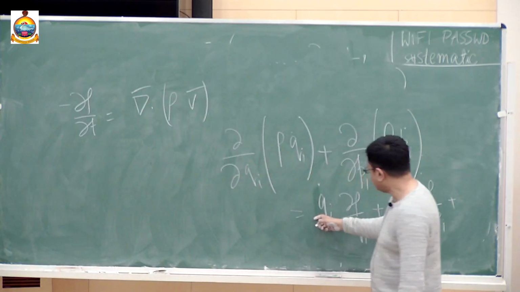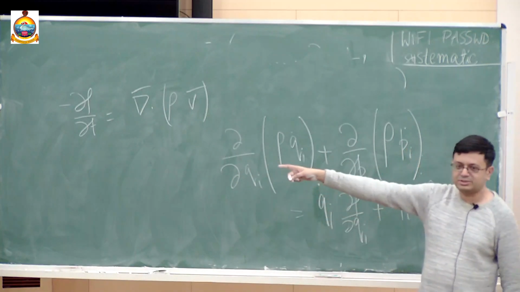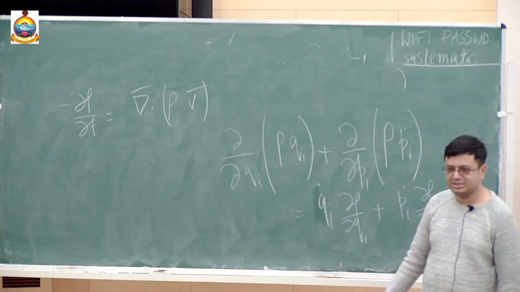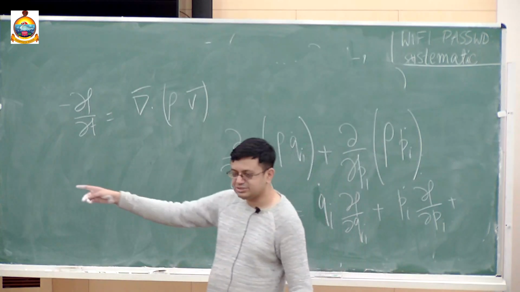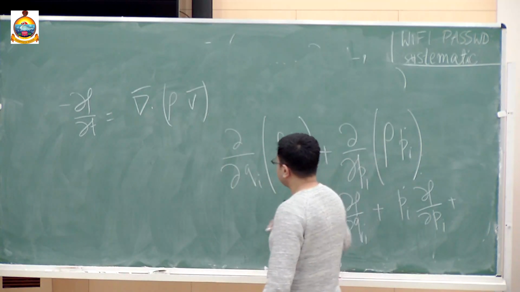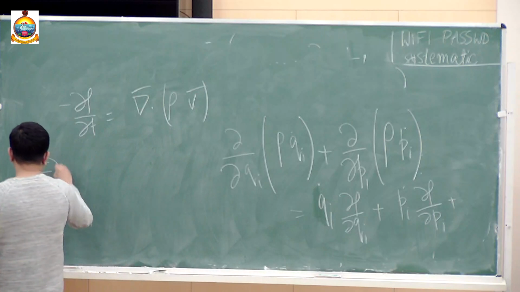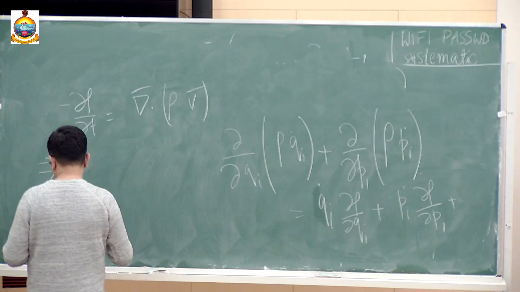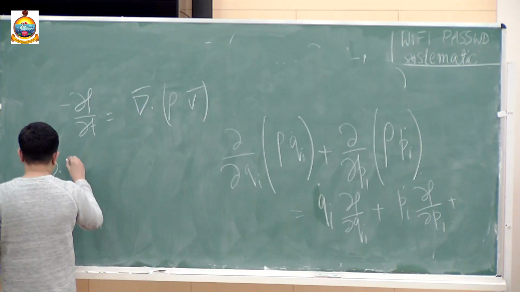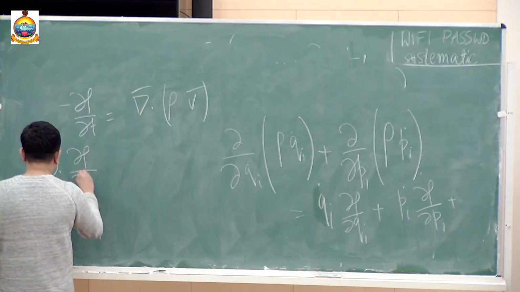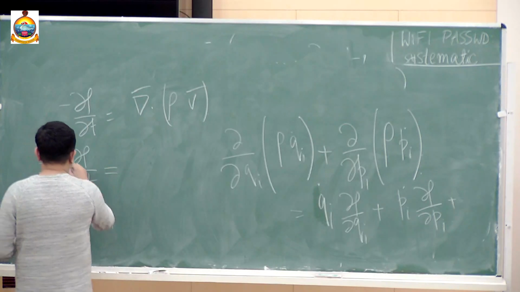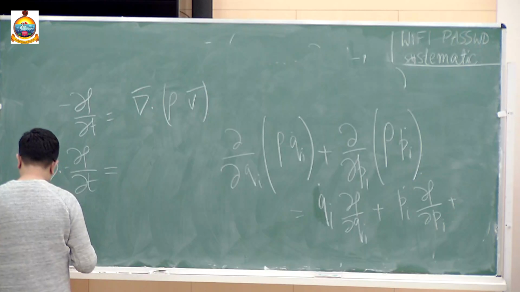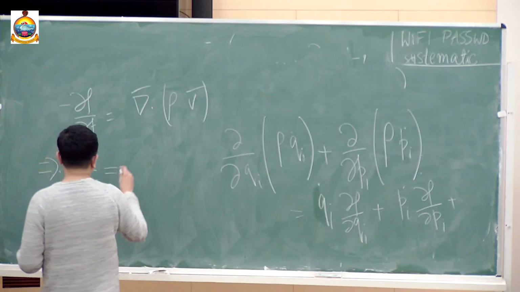And so what is this? Now I know what qi dot is. Qi dot is del h del pi, and pi dot is minus del h del qi, and if I combine everything together, I will get a Poisson bracket. So what I will get is that del rho del t minus del rho del t is equal to, let me just see if I do it correctly.